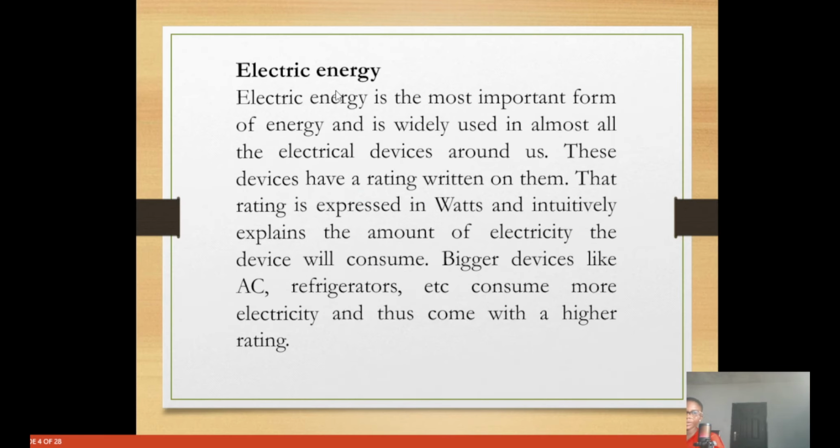Electric energy is the most important form of energy, and it is widely used in almost all the electrical devices around us. These devices have ratings written on them. That rating is expressed in watts and intuitively explains the amount of electricity the device will consume. Bigger devices like AC and refrigerators consume more electricity and thus come with a higher rating.